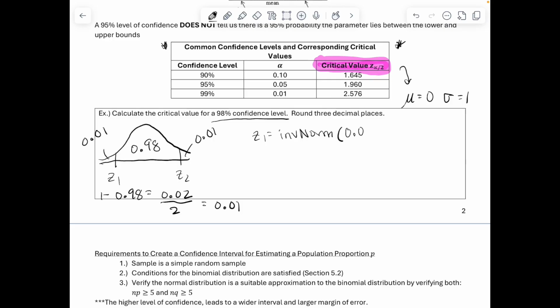Area to the left is 0.01. Our mean is 0 and our standard deviation is 1. Z2 is also calculated by using inverse norm. This time, the area to the left of Z2 is 0.98 plus the 0.01, which works out to being 0.99, with a mean of 0 and standard deviation of 1.